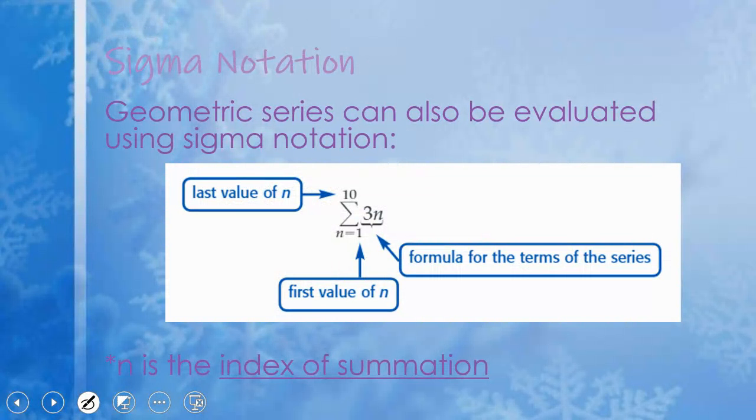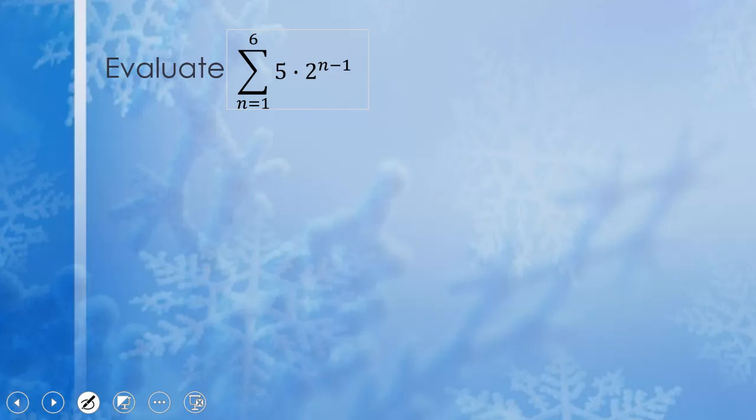Now, we want to go back to sigma notation because we can use this for geometric terms as well, okay? And it's the same idea as before, except that you're just evaluating probably a slightly different formula, which is going to have some exponents in it, okay? So here we've got 6 terms, and we're going to evaluate by adding them all together. So let's start with our first term.